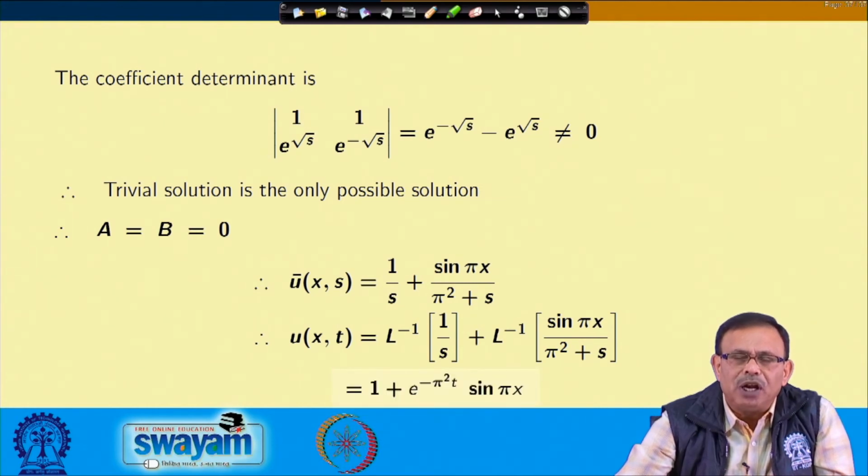You know the values: Laplace inverse of 1 by s is 1, and sin pi x into Laplace inverse of 1 by pi square plus s is e power minus pi square t. Therefore, the solution of your problem is u x t equals 1 plus sin pi x into e power minus pi square t. So, in this way, depending upon the problem, I have to choose the appropriate transform, and then I can find out the solution of the problem.